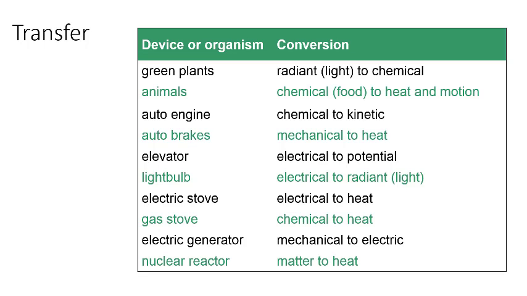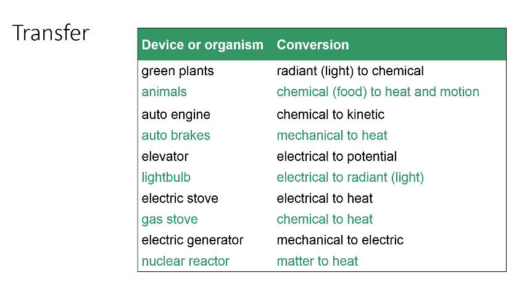If we think about it, our everyday lives are filled with energy transfers. I have a table of a few here, but this is by no means everything that happens to us. As we look at green plants, and you might recall from botany in life earth science, that radiant light is converted into chemical energy through photosynthesis. Animals, on the other hand, convert chemical food into heat and motion. Auto engines take chemical energy and make it kinetic and mechanical. Auto brakes take that mechanical energy and convert it to heat.